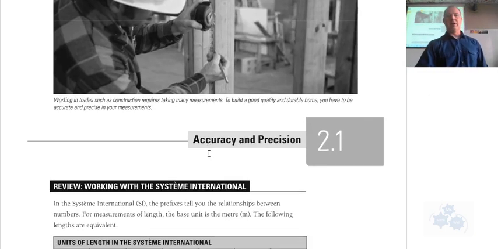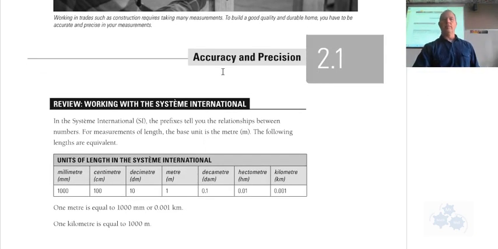Anyways, so limits to measurement. What are we going to talk about first? In 2.1 we're going to talk about accuracy and precision. These are two terms that are often used interchangeably by people, but they are actually a little bit different. If you've been in a science class, you've probably heard the difference between these two.